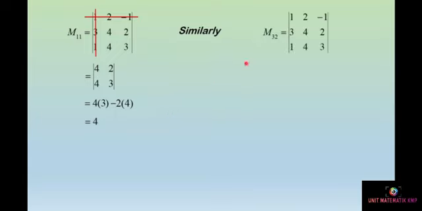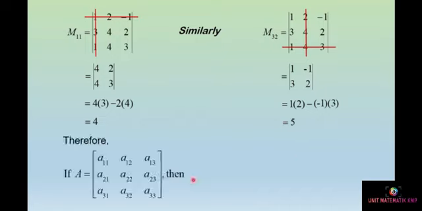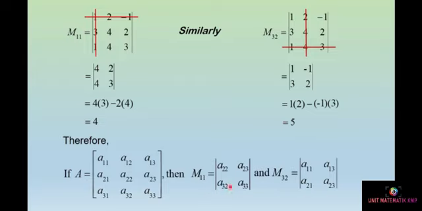Similarly for the minor of the element in row 3 column 2. First, write in the form of determinant, then delete the third row and second column. So we have the determinant 1, negative 1, 3 and 2, and use the formula AD minus BC. So we have 1 times 2 minus negative 1 times 3, and the answer for the minor is equal to 5. As a conclusion, if we have a 3 by 3 matrix A, then the minor of the element in row 1 column 1 and the minor of the element in row 3 column 2 are given as follows.